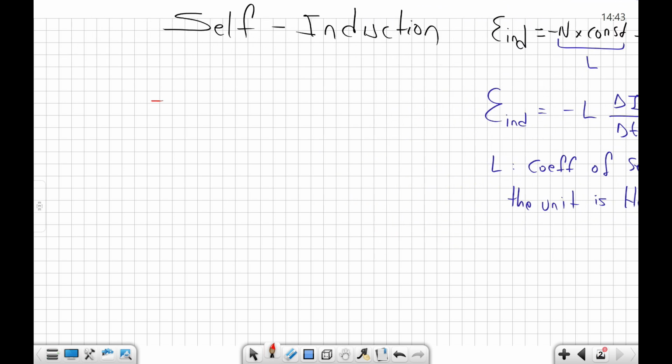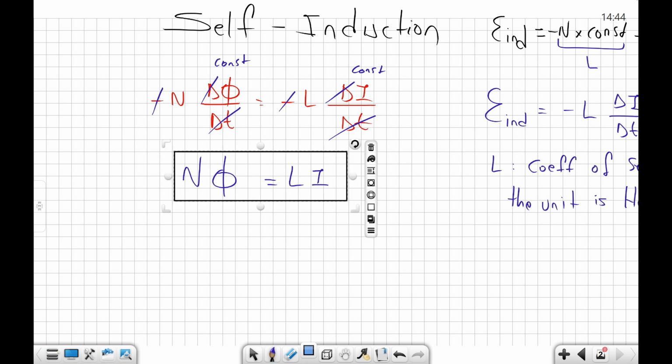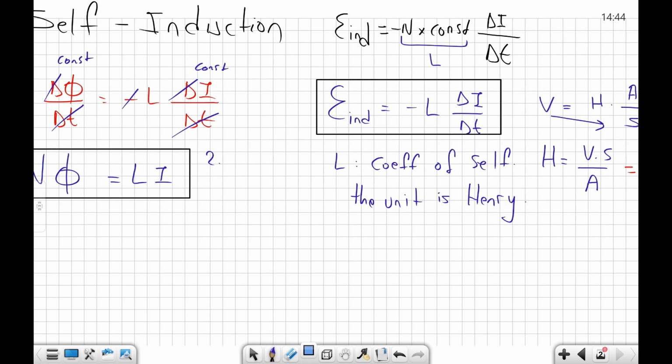Are these two equations equal? Minus N change in flux divided by delta time is equal to minus L delta I over delta time. They are equal because we got the second equation from the first one. Can I cancel the minuses? Yes. Can I cancel delta times? Cancel them. If current is constant, the flux will also be constant, so cancel the deltas then. So what do we get? We get N flux equal to L times I. That is our second equation for self-induction. The previous one was the first equation.